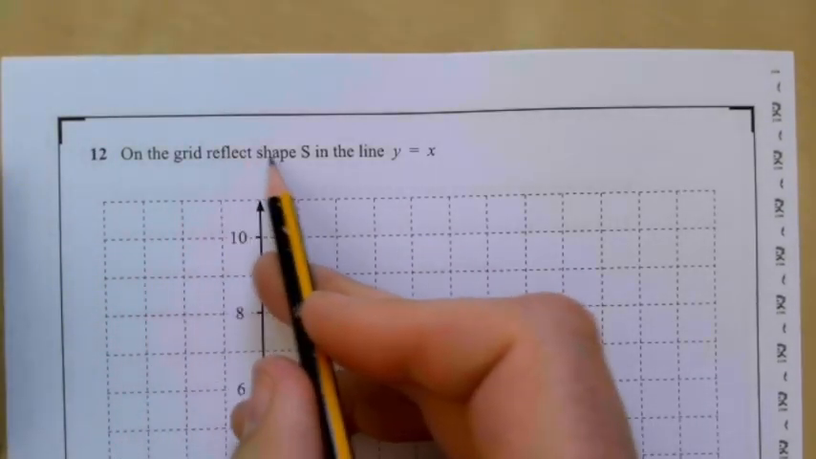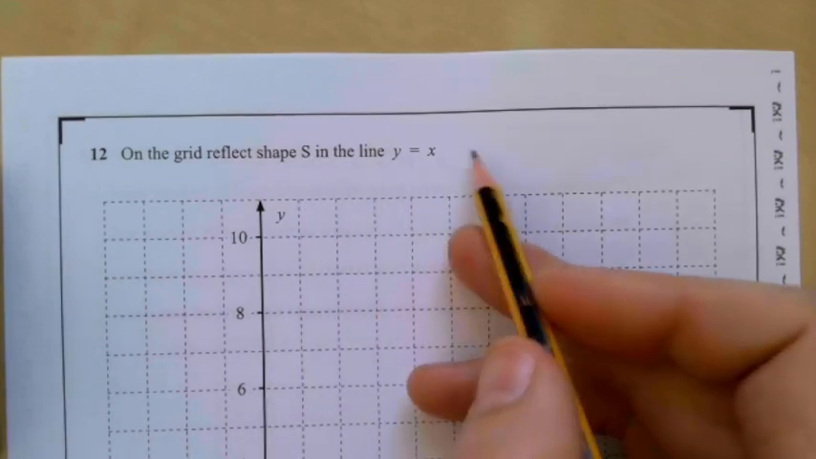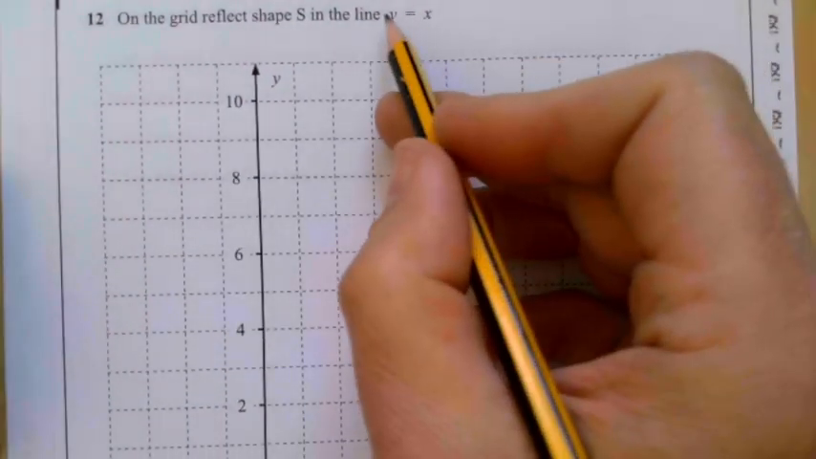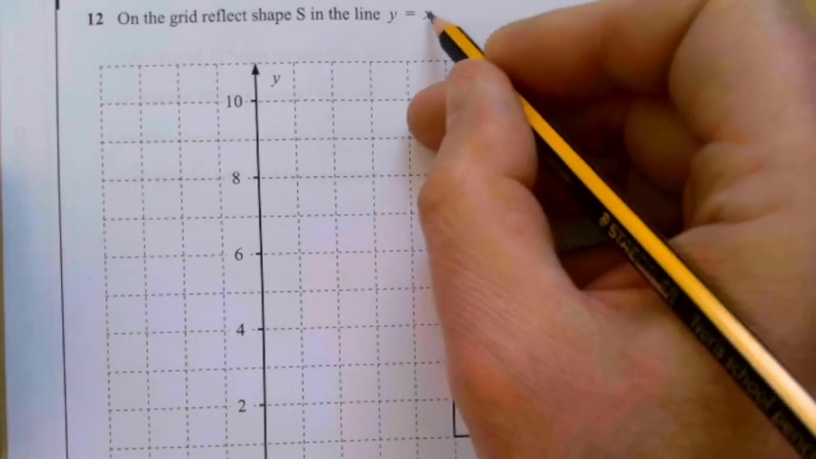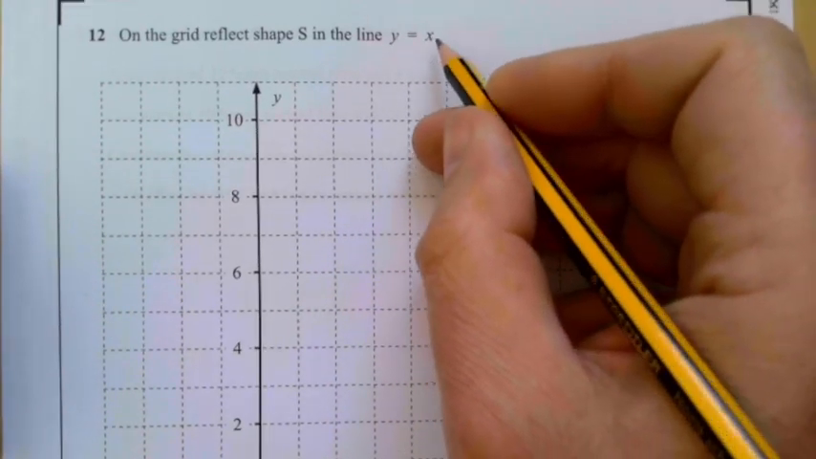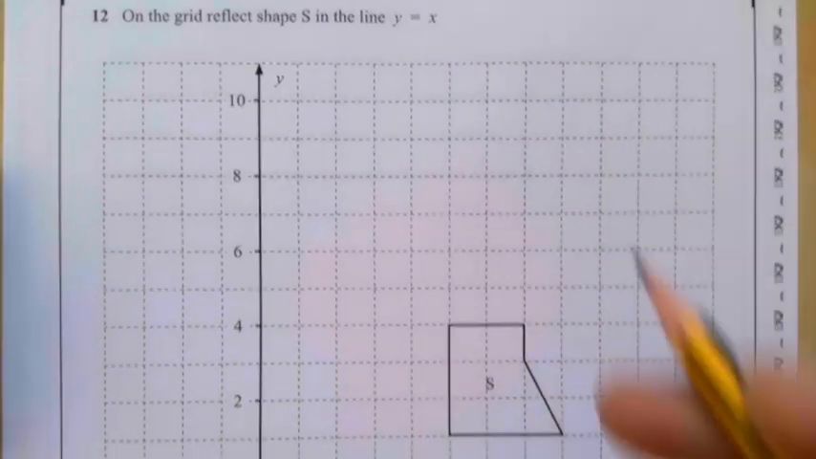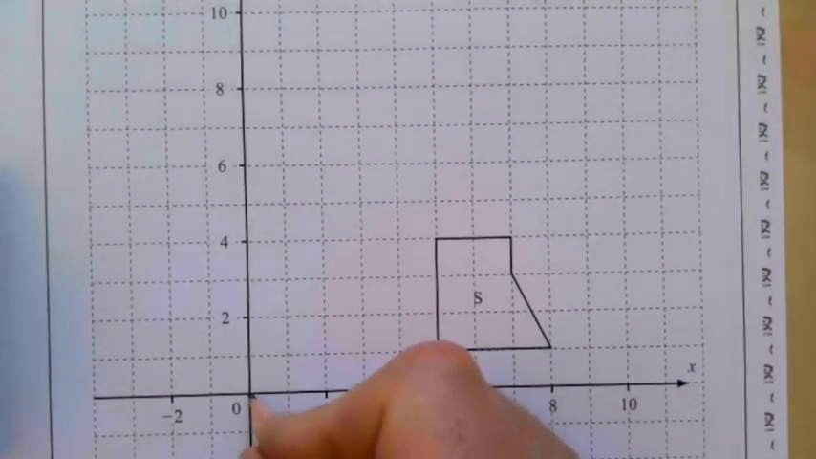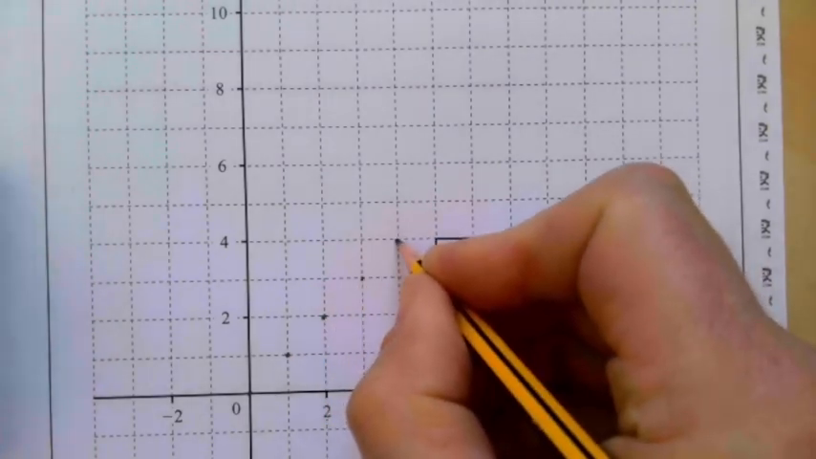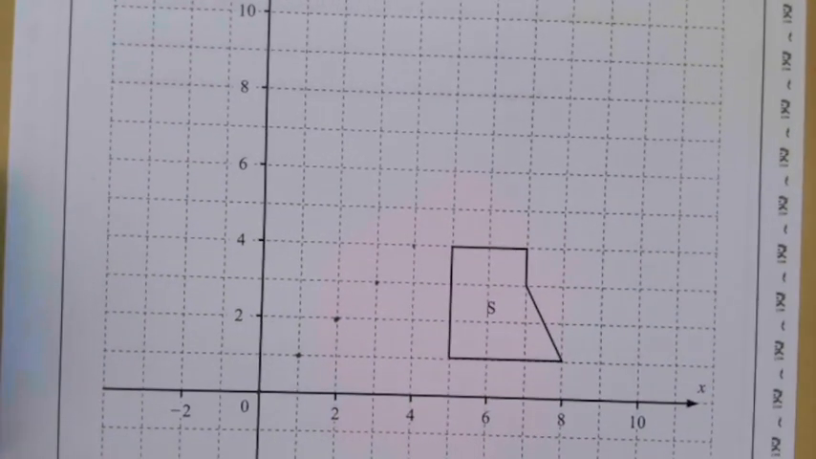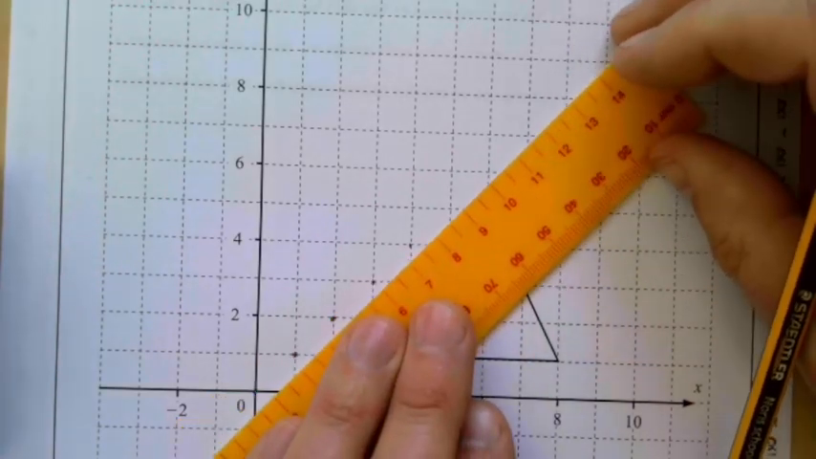On the grid, reflect shape S in the line y equals x. So the line y equals x is a special line. You can do it a couple of different ways. It's one where the y coordinate is the same as the x coordinate, or it's the one that goes through the origin and has a gradient of 1. So if you want to fill in, 0, 0, 1, 1, 2, 2, 3, 3, 4, 4, and so on. So that's the line y equals x.